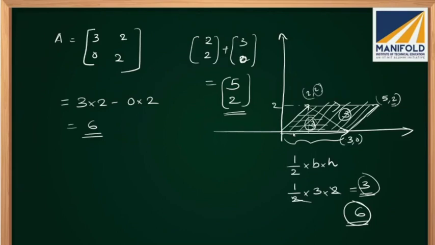For example, suppose I scale one column by 2. What will happen? I have two columns, C1 and C2. C1 is this particular column, C2 is this particular column. If I multiply C1 by 2, I am changing one column, and the other column I am keeping the same. This column is multiplied by 2, and the other column is kept the same.